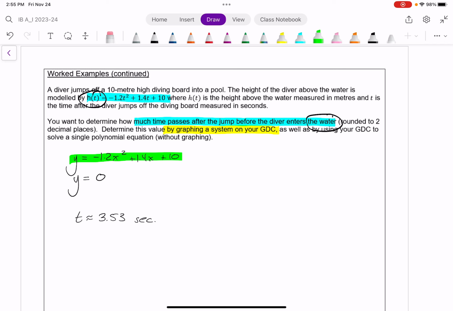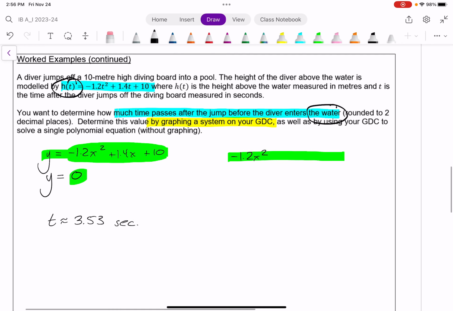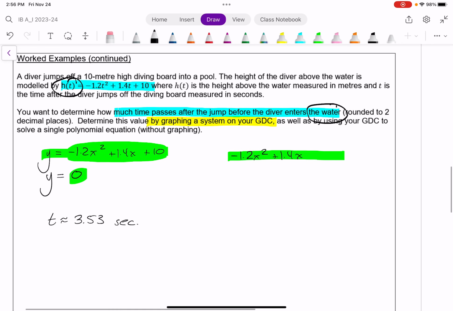Well, another approach, which is no better, no worse, is to realize, again, I'm trying to solve where -1.2x squared plus 1.4x plus 10 equals 0, which means I can think of it as a degree 2 or quadratic equation where I have -1.2x squared plus 1.4x plus 10, and I want it to equal 0.